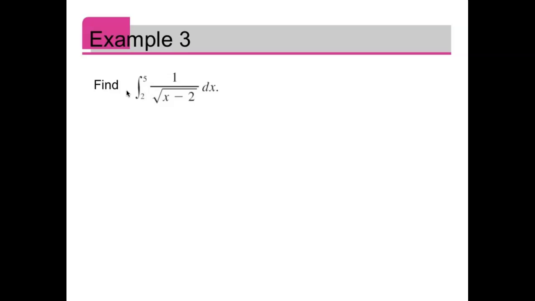So let's just do one of these examples. We're going to look at 1 over the square root of x minus 2 on the interval from 2 to 5. We can see from the denominator, right, since x cannot equal 2 because we'd be dividing by 0, we have a vertical asymptote at x equals 2, right? So that's where our infinite discontinuity is.